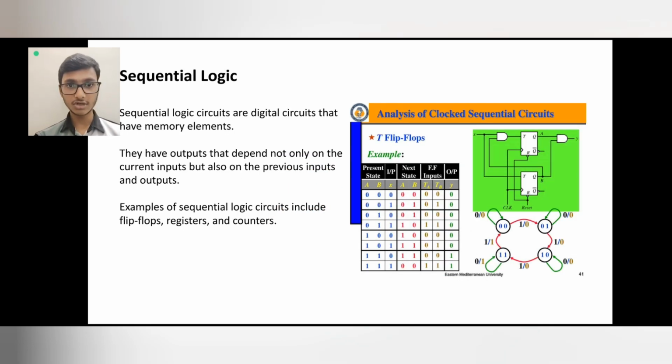Let us see sequential logic. Sequential logic circuits are digital circuits that have memory elements. They have outputs that depend not only on the current inputs but also on the previous inputs and outputs, which is not possible in combinational logic circuits. This can be told as the major difference between combinational and sequential logic circuits. Sequential logic circuits have memory elements and also clock signals, which are not present in combinational logic circuits. Examples of sequential logic circuits are flip-flops, registers and counters. These will have clock signals and memory elements.